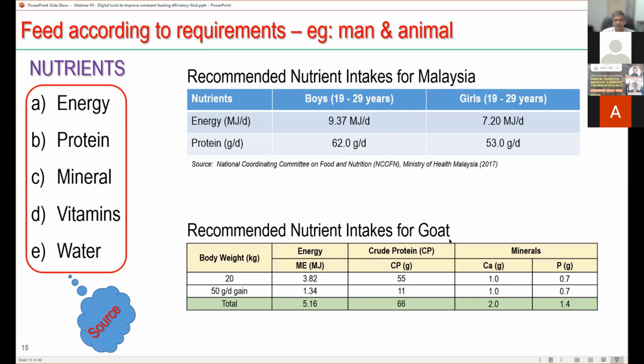This is for goat. I give a sample kita banding human dengan animal lah. Goat ni kalau dia berat 20 kg and we want it to grow at 50 gram a day, it requires about 5 megajoules and 66 grams protein. Tengok, higher than human. So because it's growing at a higher rate.